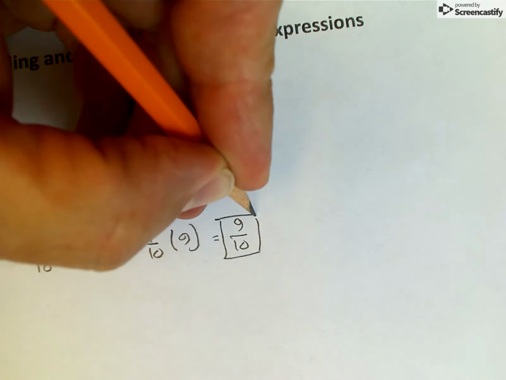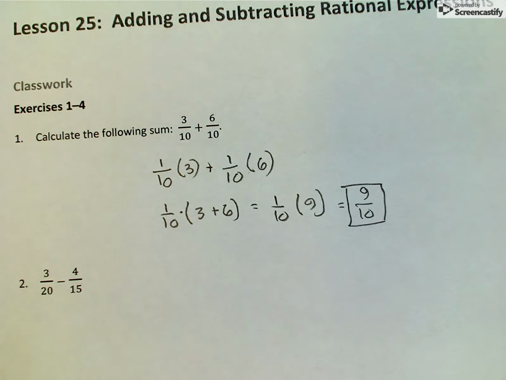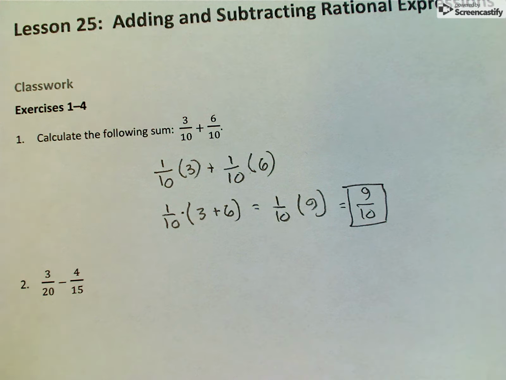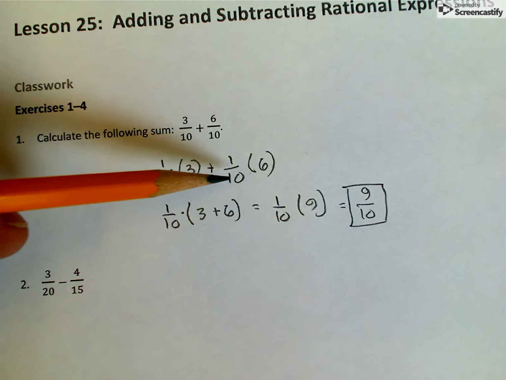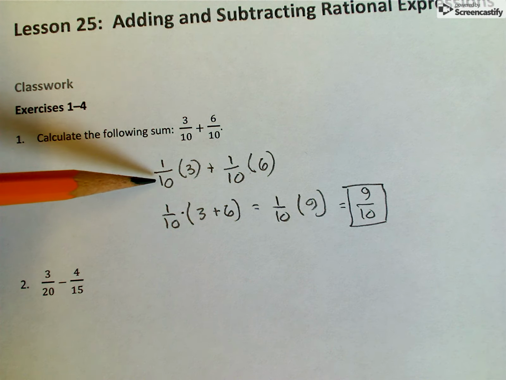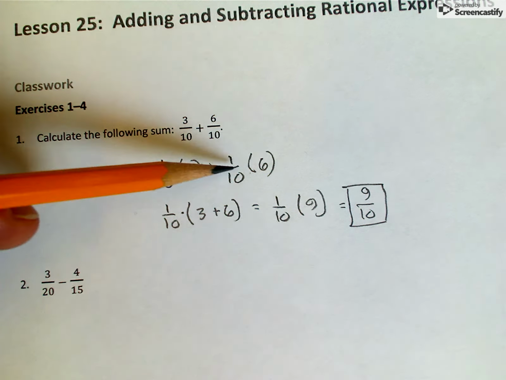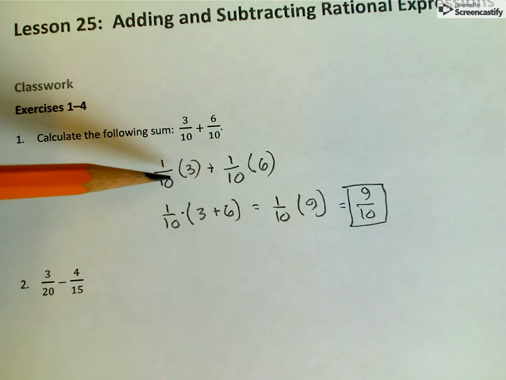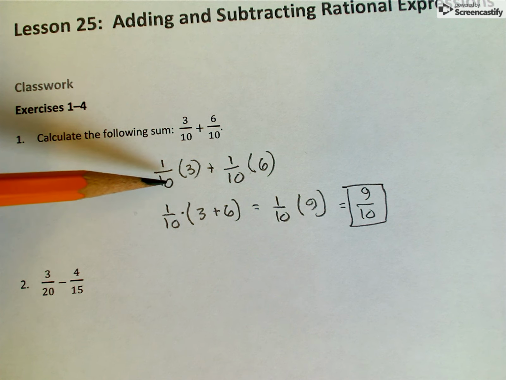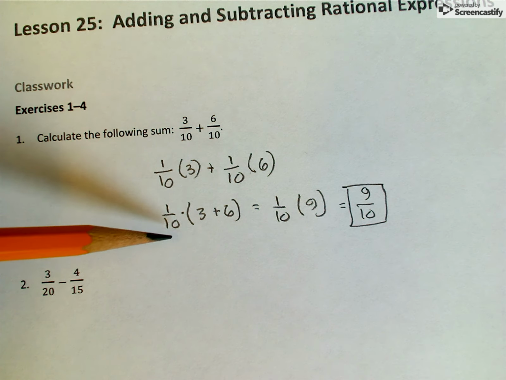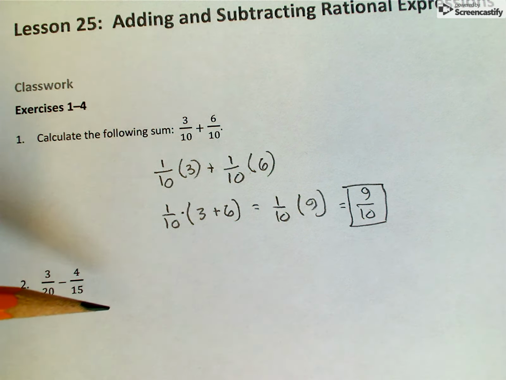dividing by 10. So if you ever wondered why you need a common denominator when you add or subtract fractions, this is a good illustration why. Because it gives you this common factor, 1/10 in this case, that you can factor out, and then you can actually combine these two fractions together using the distributive property, which we should be pretty comfortable with.